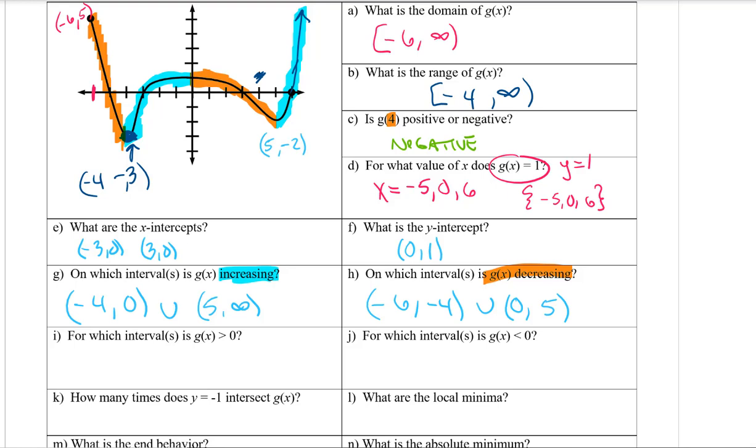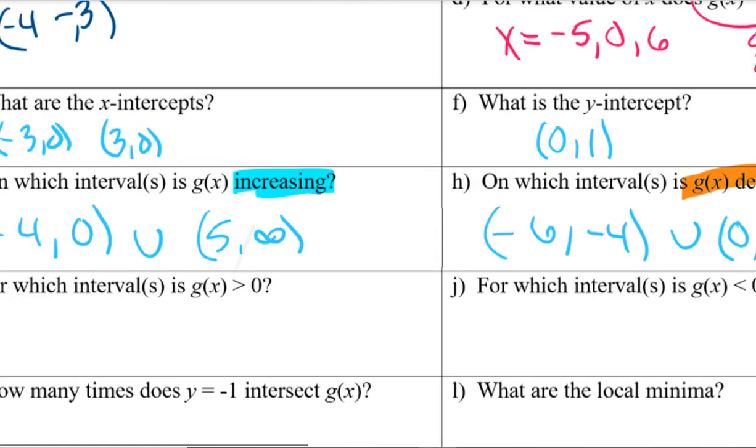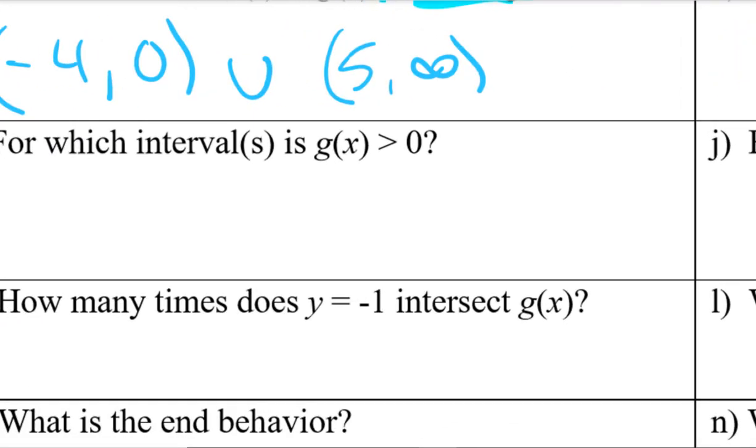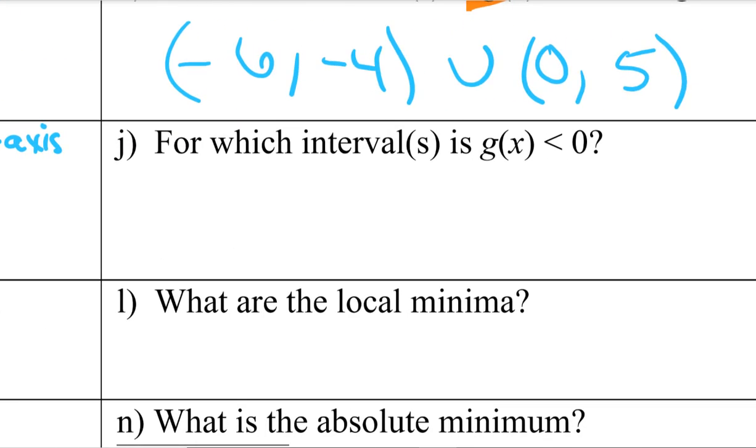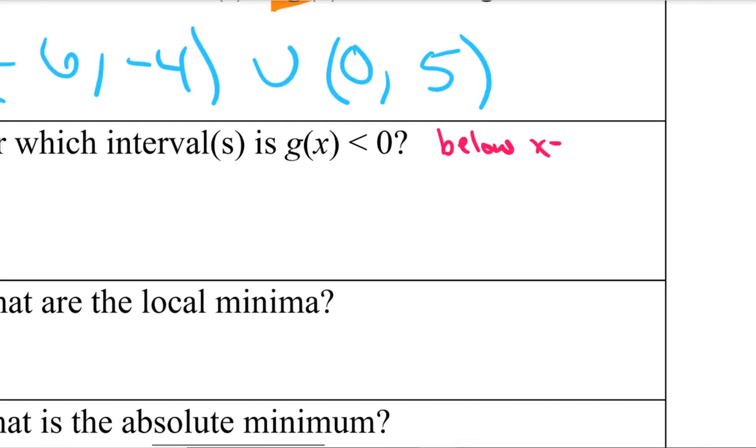Now for I and J, we're looking at the intervals where g of x is greater than 0 or less than 0. So I want you to write this down. g of x being greater than 0 means we're looking for that spot above the x-axis. So where is the function above the x-axis? The other thing we're going to look at, for g of x being less than 0, we're looking at below the x-axis. So these are the two areas that we are going to be concerning ourselves with.